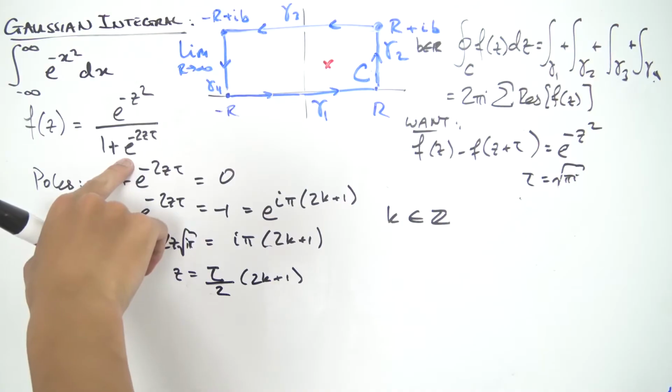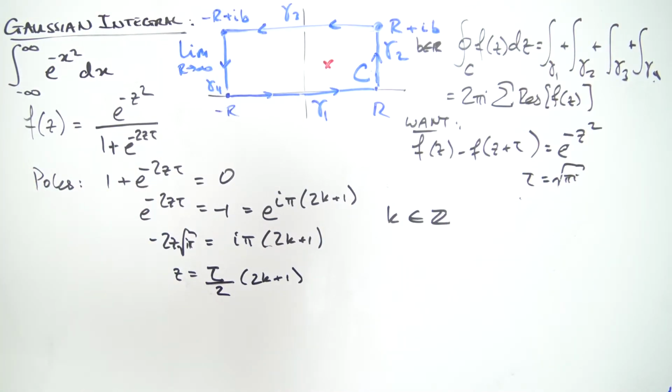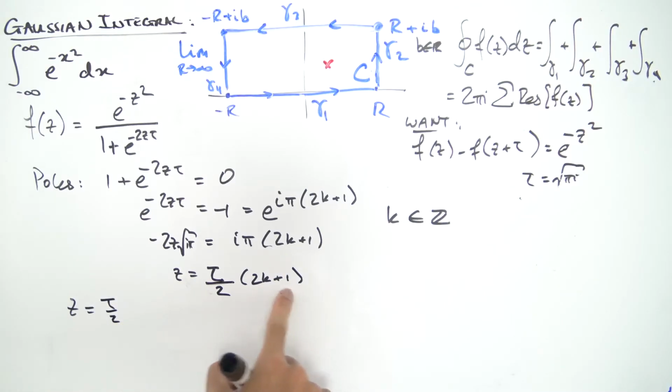So in fact, we get infinitely many poles for this function, and that should be quite obvious because we have an exponential function. It's a periodic function in the complex plane, so no surprise there. We have infinitely many poles. And what poles do we choose exactly? So our poles will be every odd multiple of tau over 2. But which ones do we really care about? Well, the only pole we care about will be z is equal to tau over 2. So just letting k be equal to 0 over here.